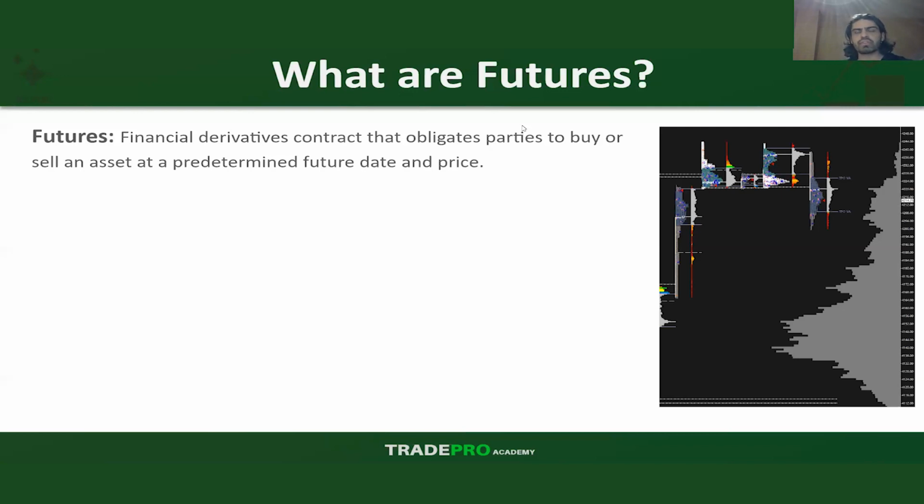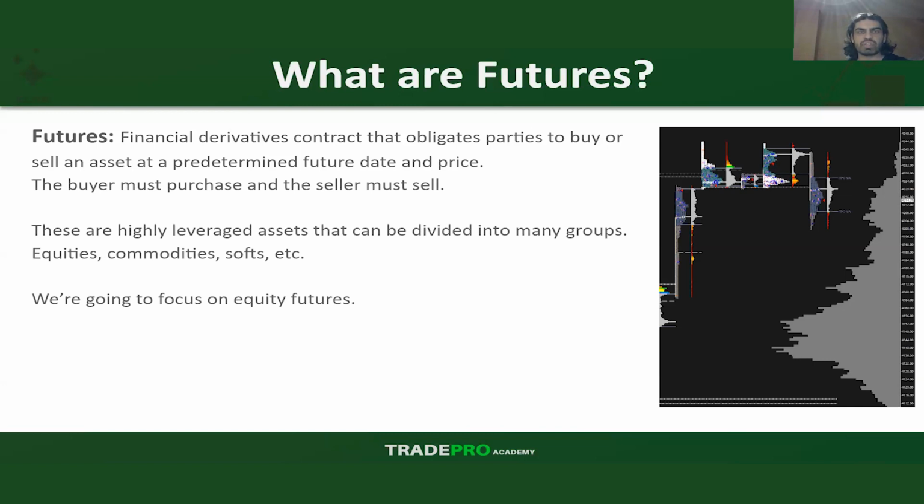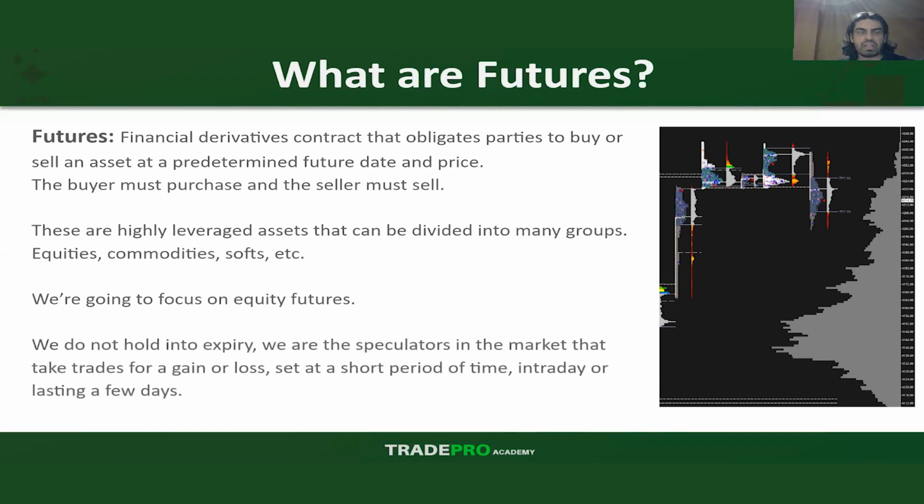So futures, they're financial derivative contracts that obligate parties to buy or sell an asset at a predetermined future date and price. So similar to an options contract, but very different at the same time. The buyer must purchase and the seller must sell. So they're highly leveraged assets and they can be divided into many different groups like equities, commodities, softs, etc. I'm going to mainly focus on equity futures because I predominantly trade the S&P 500, maybe like 97% of the time, the ES futures, MES futures, and sometimes trade the NASDAQ, the NQs.